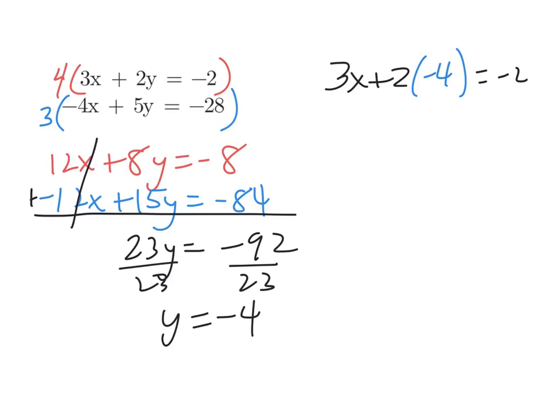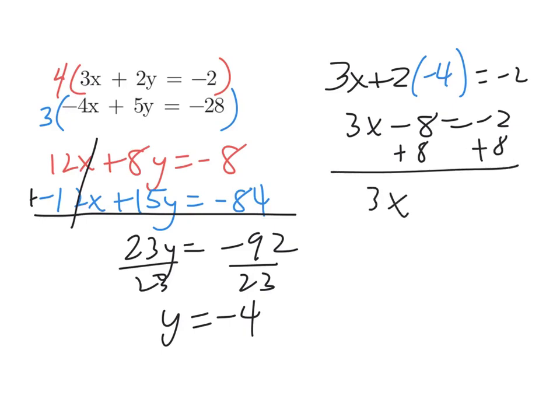So I have 3x minus 8 equals negative 2. So I add 8 to both sides. What is negative 2 plus 8? So what's x equal? Okay, so my solution is 2, negative 4.